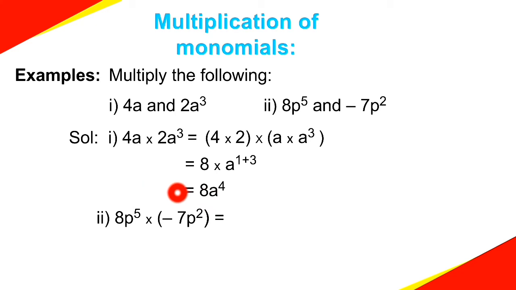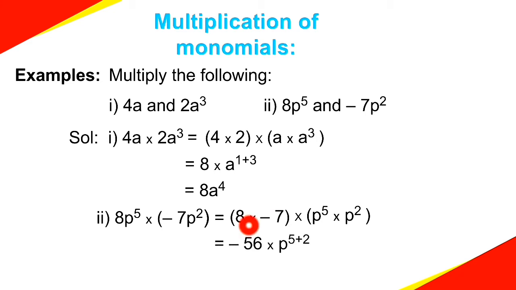Now the next option, that is 8p power 5 into minus 7p power 2. What are the constant terms you have? 8 into minus 7. Next, what are the variables we have? P power 5 into p power 2. Once you multiply the constant terms, 8 into minus 7, what we can get? Minus 56 into p power 5 into p power 2. It is in our formula, that is a power m into a power n, which is nothing but a power m plus n. Means what we can get? P power 5 plus 2.